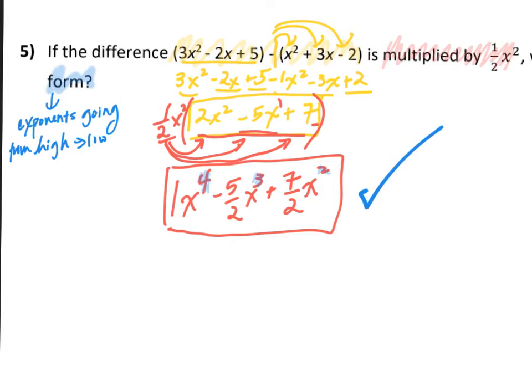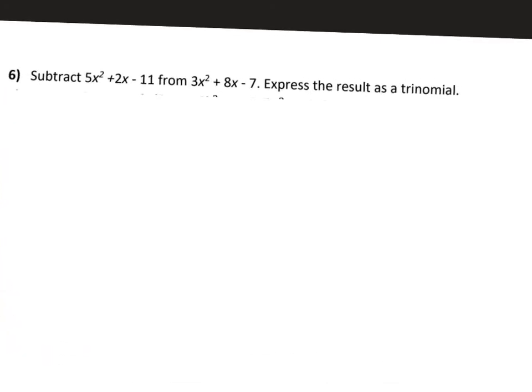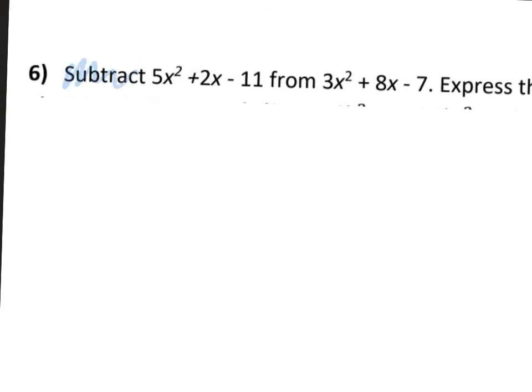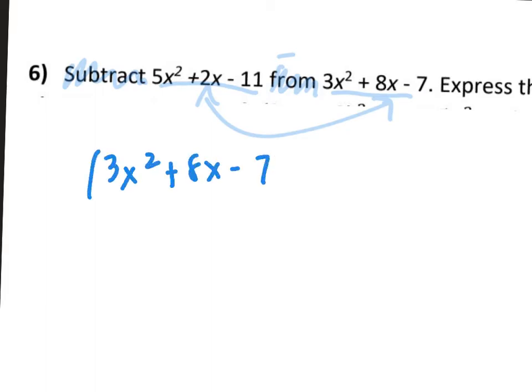Okay, let's move on to the next one. We want to subtract 5x squared plus 2x minus 11 from this expression 3x squared plus 8x minus 7 and express the result as a trinomial. Okay, so remember, whenever we see this phrase, subtract from, right, it's like we need to actually reverse these two expressions. So instead of writing this expression minus this expression, we actually need to reverse it. So let's just write it out. So my first expression I'm going to write is 3x squared plus 8x minus 7.